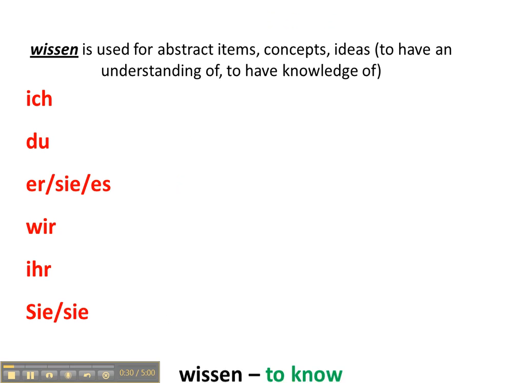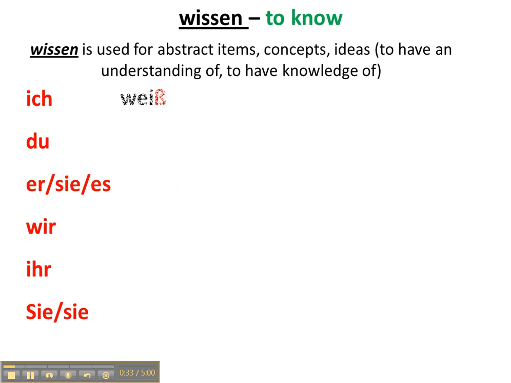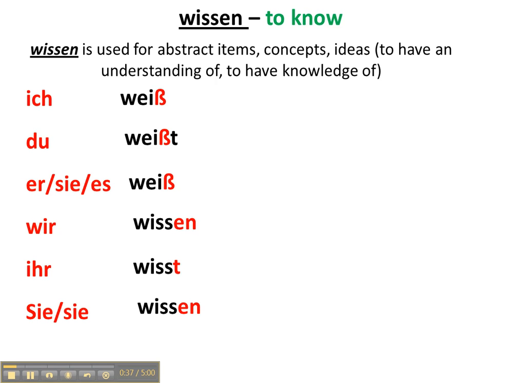And then the other verb is wissen. Wissen means to know abstract things, so not specific, and it's to have knowledge of something, or an understanding of something. So it's more of a strong verb with strong verb changes. Ich weiß, du weißt, er weiß, wir wissen, ihr wisst, sie wissen.